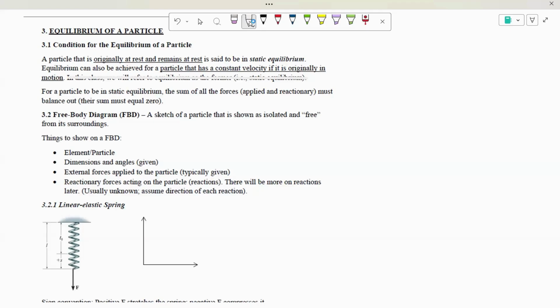So, things to show on a free body diagram, typically the important things that you want are the element or the particle, the dimensions and angles that were given, the external forces applied on the particle, which are typically given, and the reactionary forces acting on the particle, so the reactions, and there will be more on reactions later, which are usually unknown or assumed directions of each reaction.